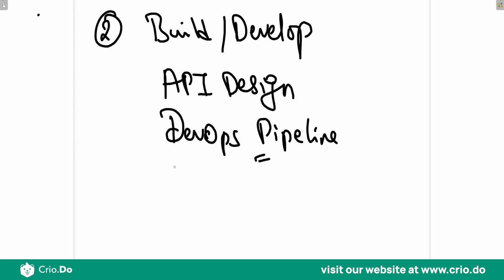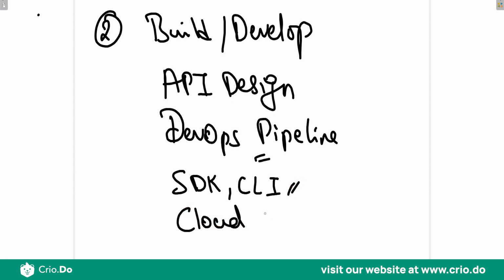Along with that, any SDK, software development kit, or CLI, command line interface, or other tools which will be required for you to develop and create your application will be used here. Finally, we'll also be using some of the cloud services or concepts. As we saw, backing services are provided by the cloud vendors. If there are certain services which we need, like analytics, monitoring or message brokers, we'll be using the cloud managed services in this phase. So this was about the build and develop phase.